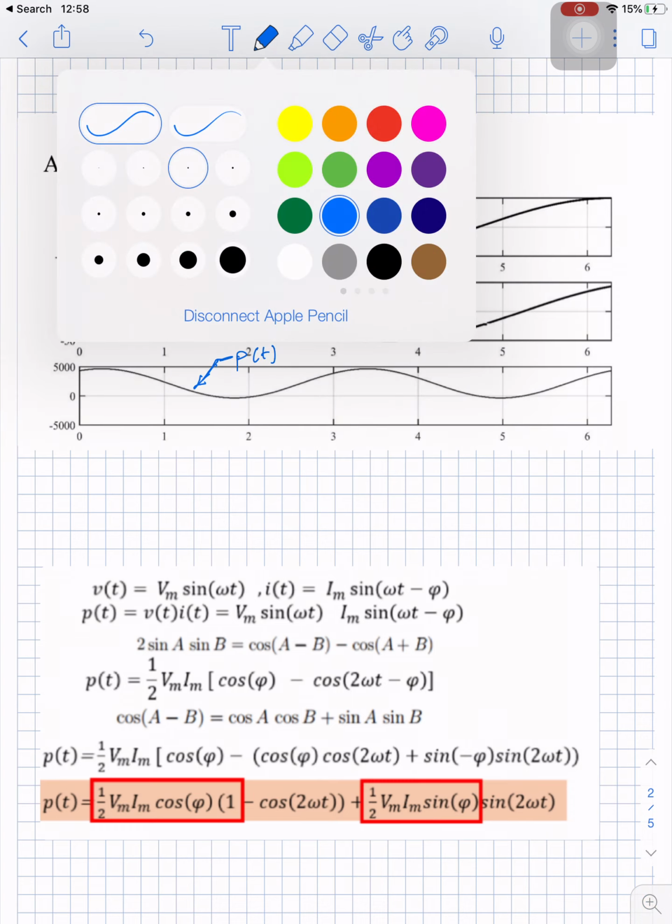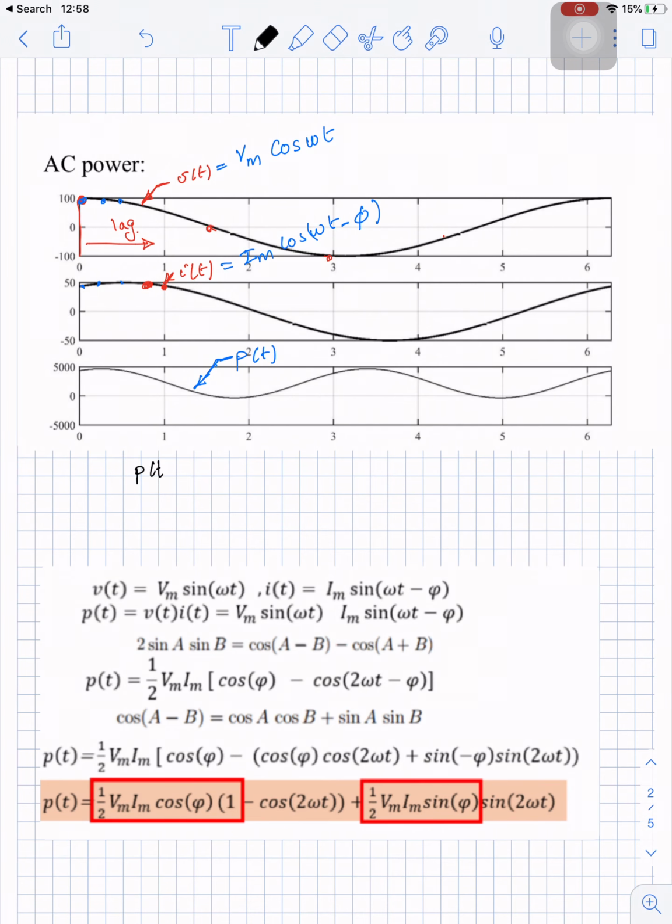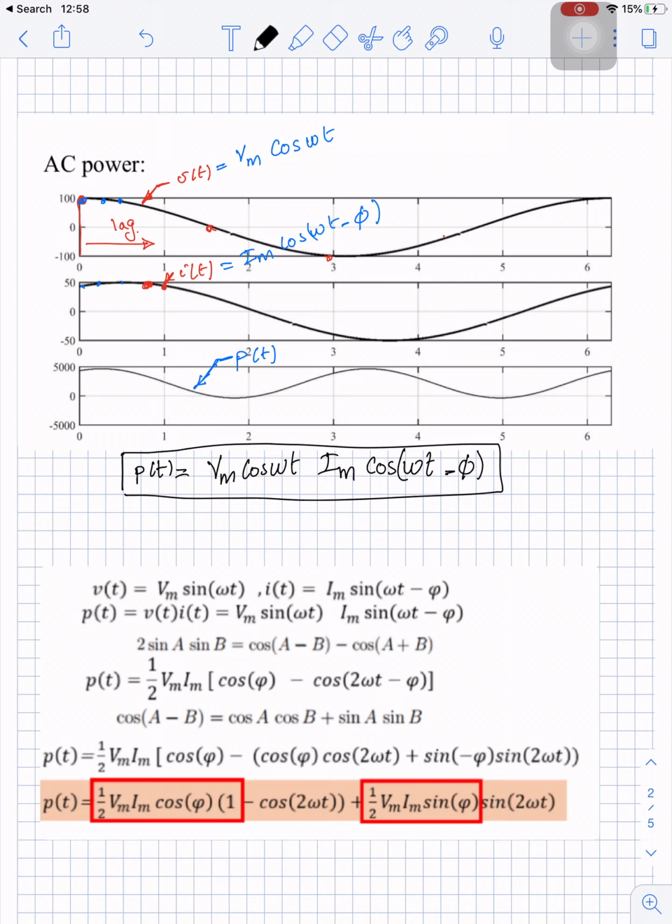So we can write down that P of t equals V max cos omega t times I max cos of omega t minus phi. And we said this waveform is a power waveform, which we called the instantaneous power. This is the physical power in your circuit, and this is the power that actually flows in the circuit.